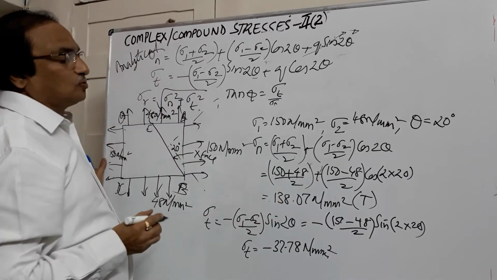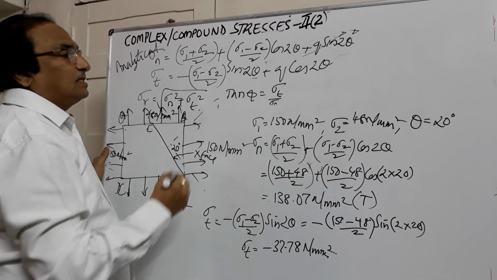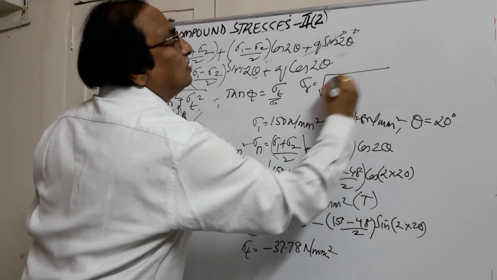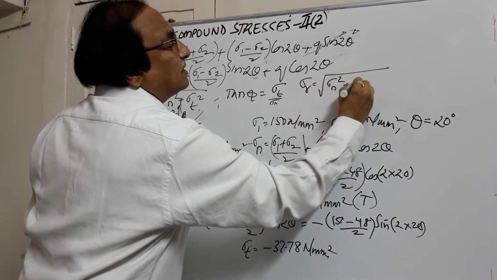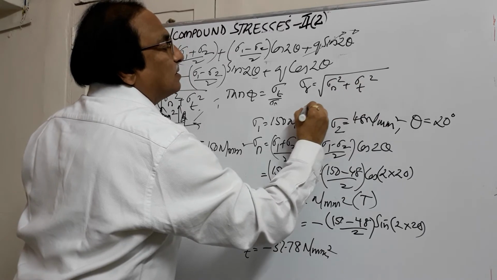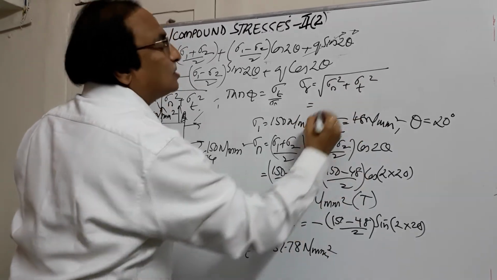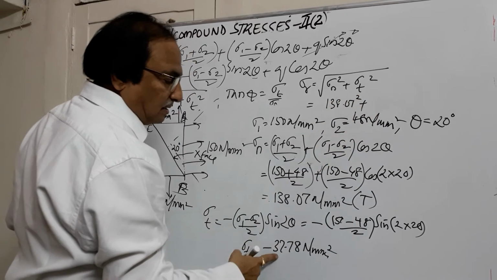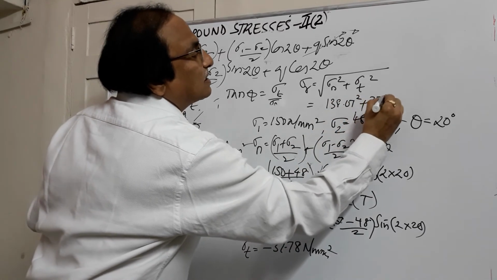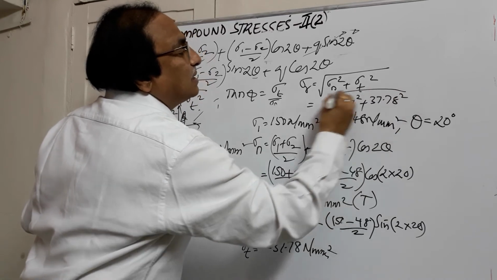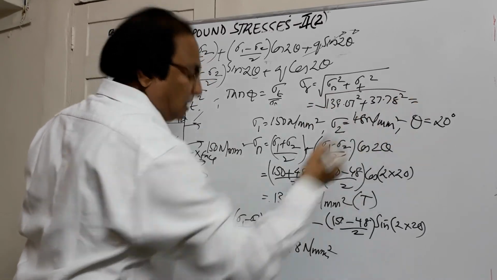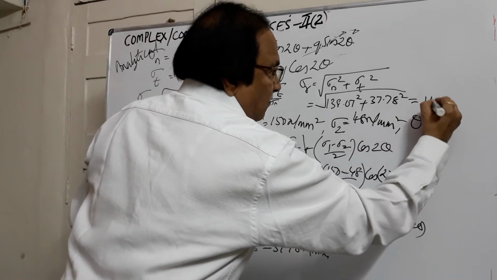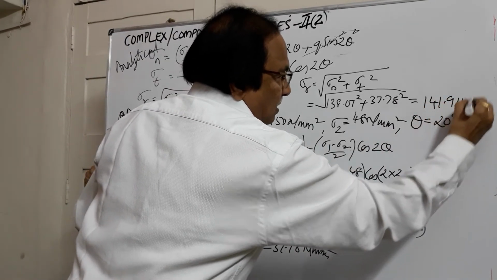Now once you know sigma n and sigma t, you can find out sigma r. Sigma r is given by the square root of sigma n square plus sigma t square. So this will be equal to the square root of 138.07 square plus 37.78 square. It is squared, so it becomes positive only. If you simplify this, you get sigma r is equal to 141.91 Newton per mm square.